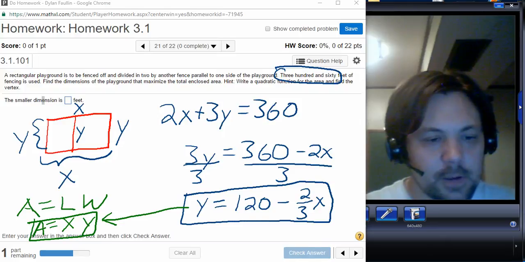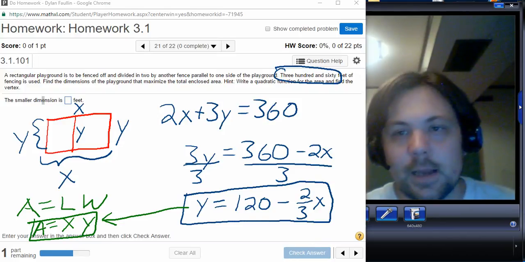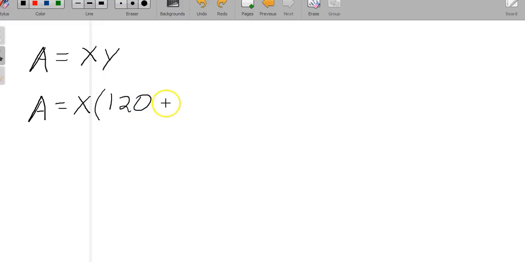All right, so here's what we're going to do. We are going to switch. I'm running out of room here on the screen, so we'll pick up here on a blank screen. All right, so we have area equals X times Y, but in place of Y, we're plugging in 120 minus 2/3 X.